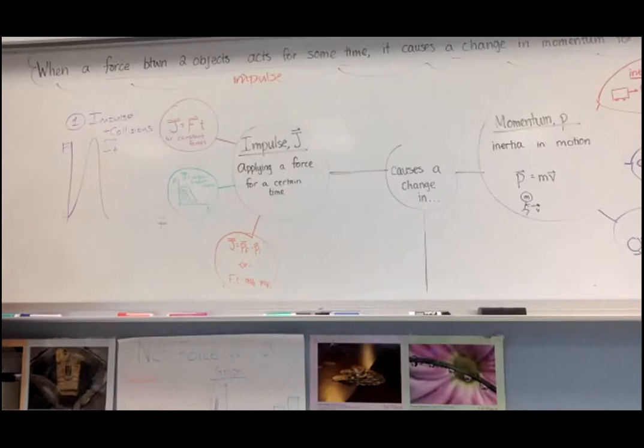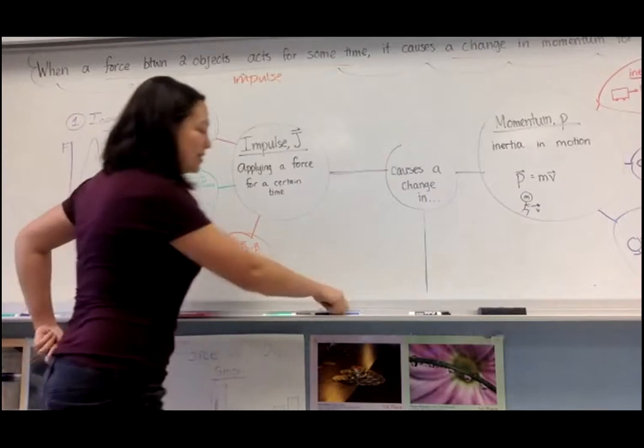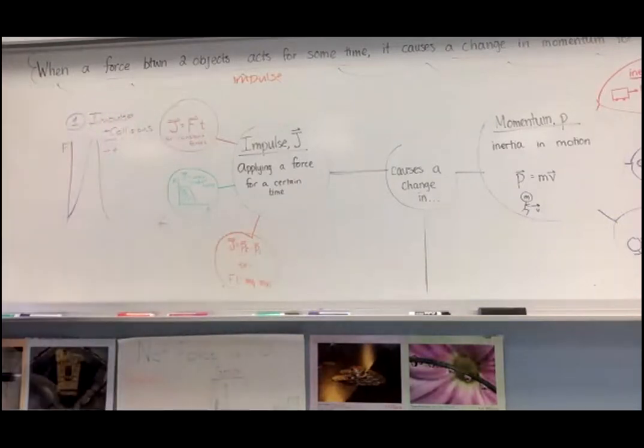And they talked about how modern cars make collisions safer. Modern cars make collisions safer because they take the same impulse and spread it out over a longer time. Now, a bunch of you got this wrong on the review on Monday.